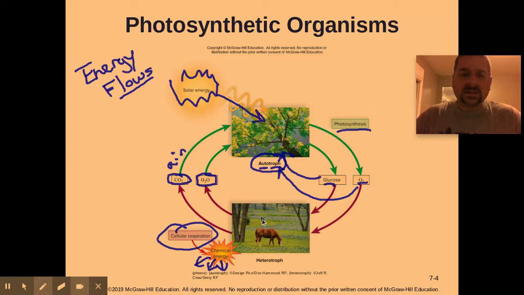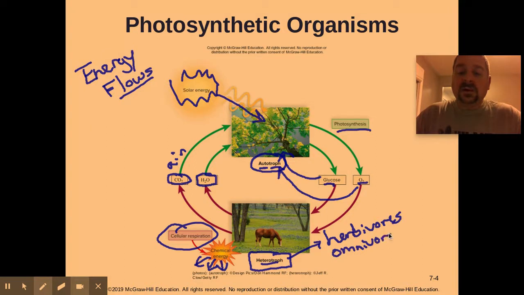The things that are eating the autotrophs for energy, that have to eat other things, are called heterotrophs. And you can remember we can break those into herbivores, things that only eat plants, omnivores, things that can eat both plants and other animals, or carnivores, the meat eaters, which only eat other consumers.